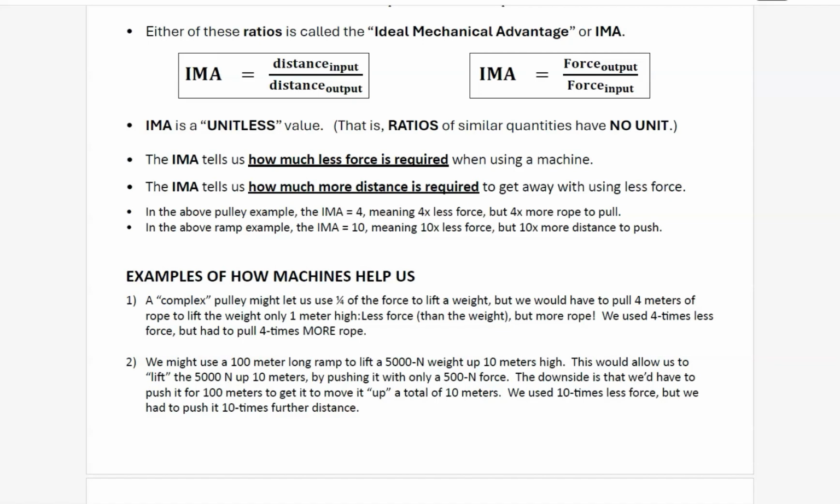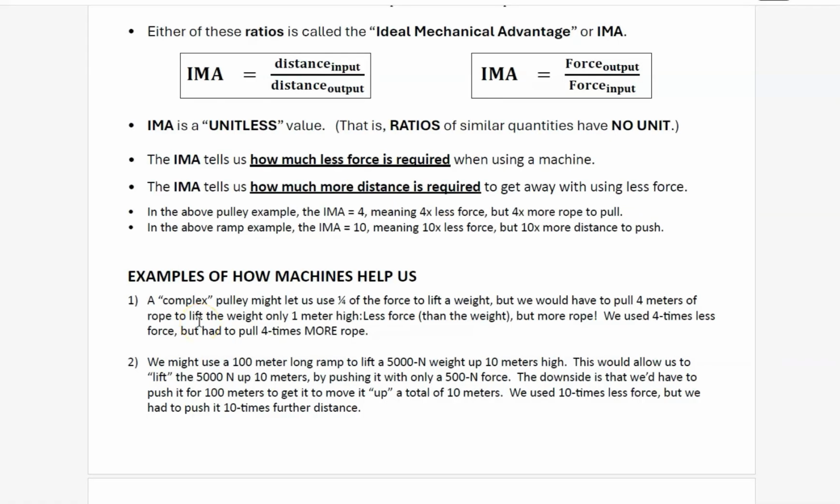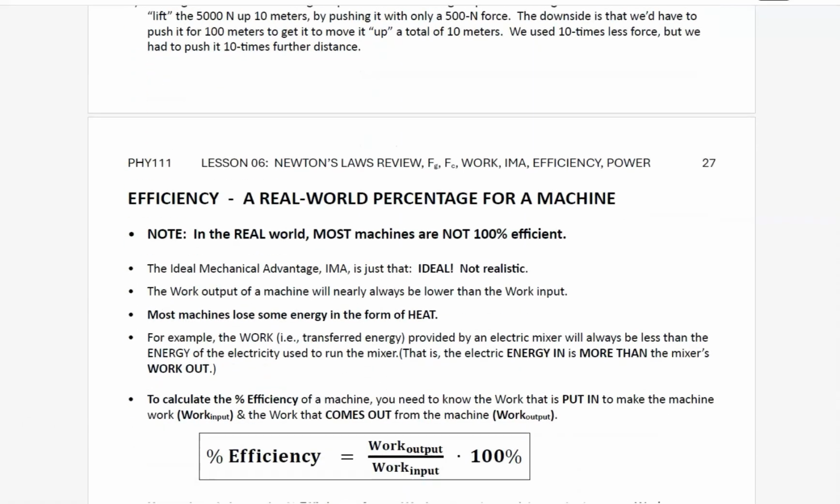And when you're done, the 5,000 Newton weight will have been lifted up a total of 10 meters. So the downside is we have to push it for 100 meters to get it to lift up 10 meters. We get to use 10 times less force, but we had to push it 10 times further than we actually lifted it up. All right.